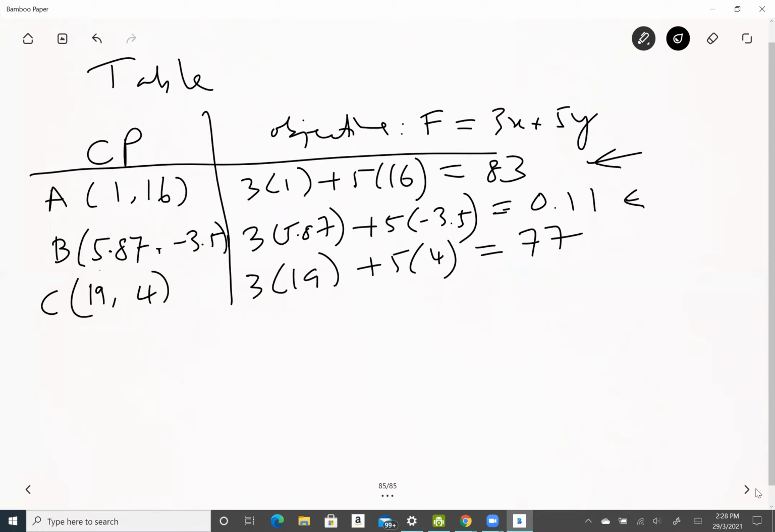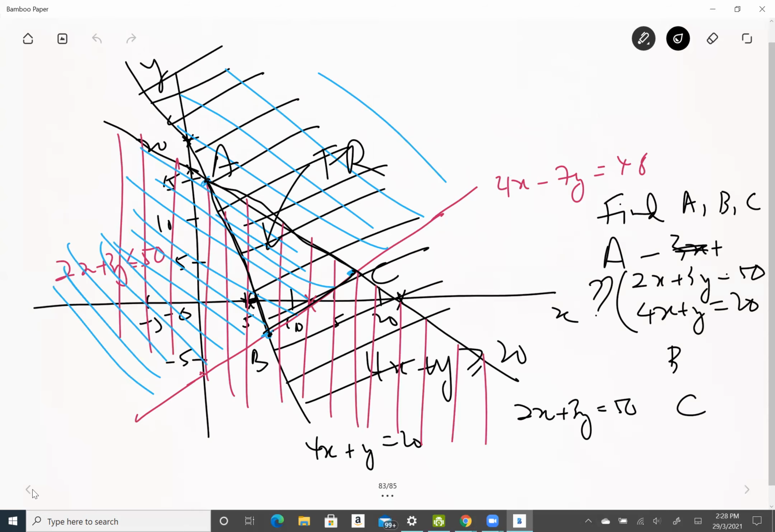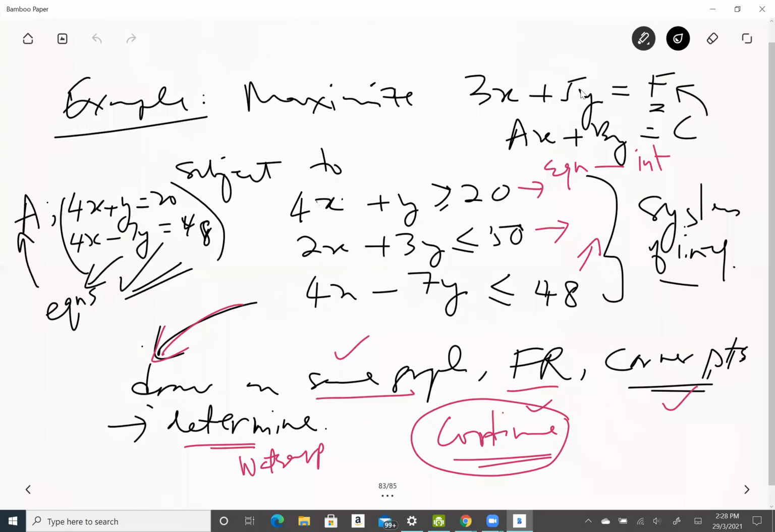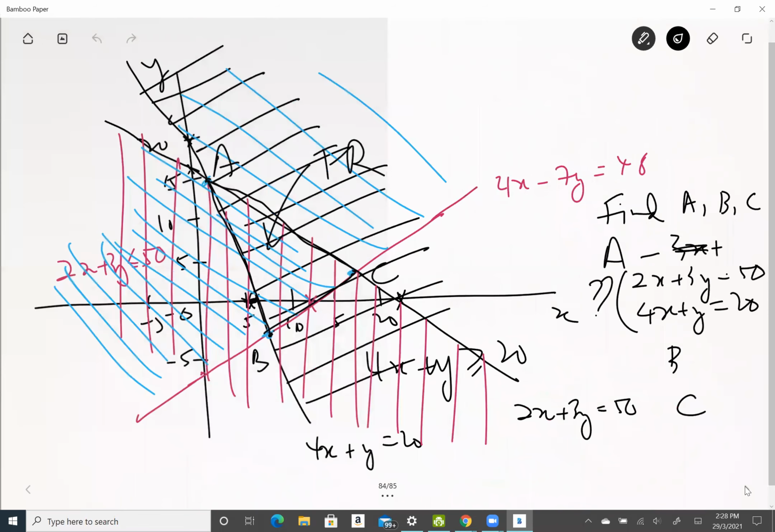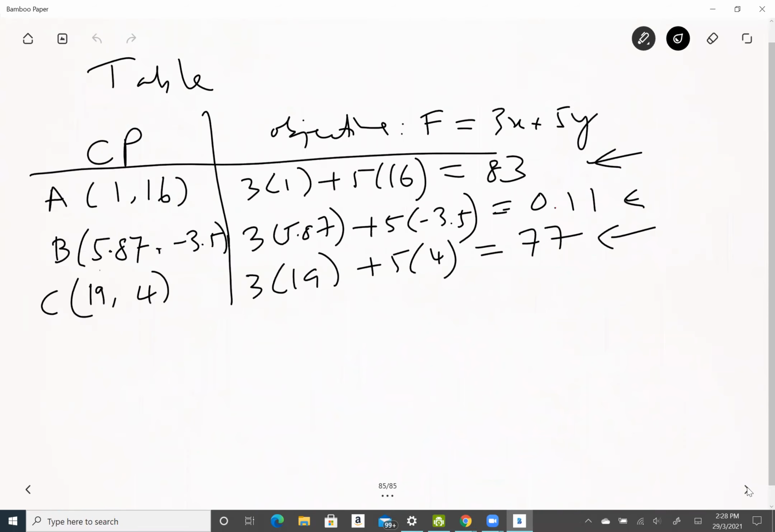So now we look at the values. Which value is the solution to the problem? Recall the problem was to maximize the objective 3x plus 5y equals f subject to the constraints. Maximize means you look at the maximum value, and then which point gives you the maximum value. So we just observe. This will be the one: 83 is the maximum value of the objective.